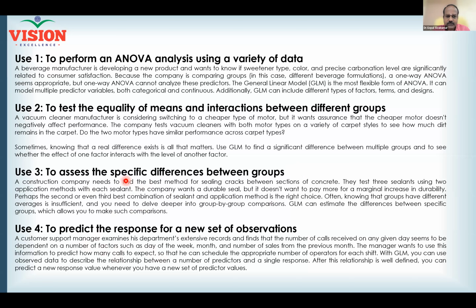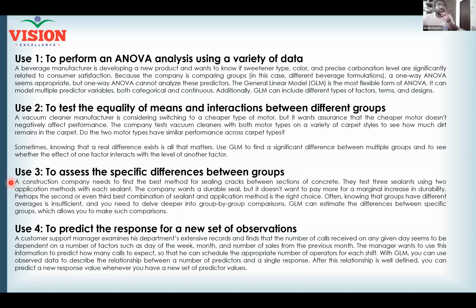So this is also similar to what kind of ANOVA it is? Sealant and application method. How many sealants? 3. And two application methods. So how many factors are you studying? Two factors. And what is the output characteristic you are measuring? Durability. So what type of ANOVA is it?